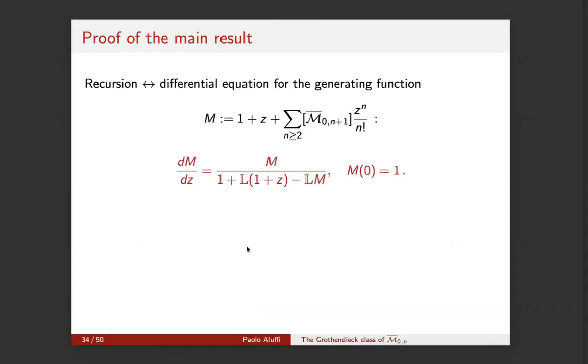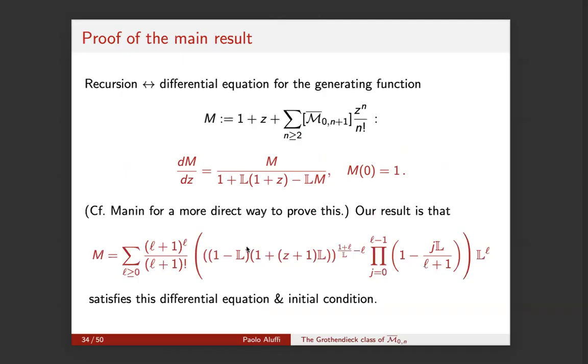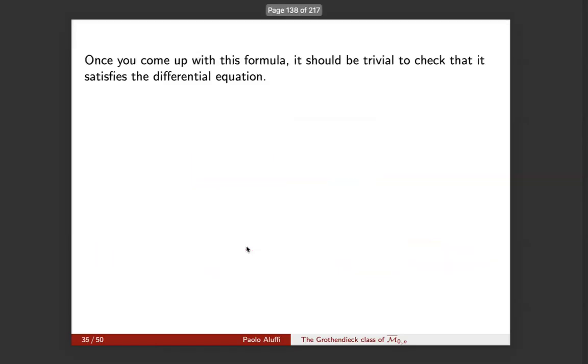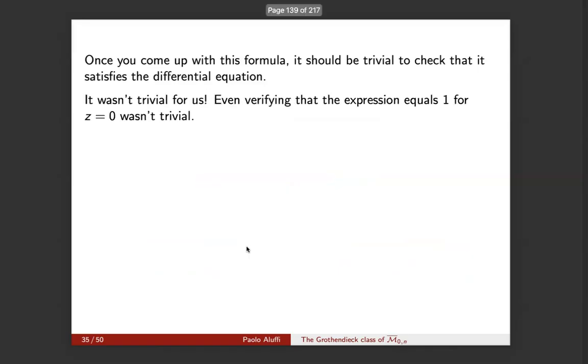So the recursion corresponds to this differential equation. The result is that this satisfies the differential equation and the initial condition. And if you can do that, then you're done. And it would seem that at least checking the initial condition should be straightforward. But I didn't find this job particularly straightforward.